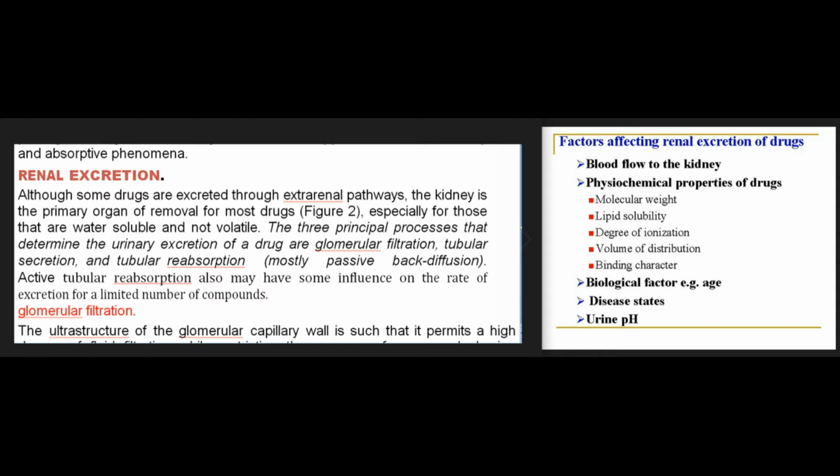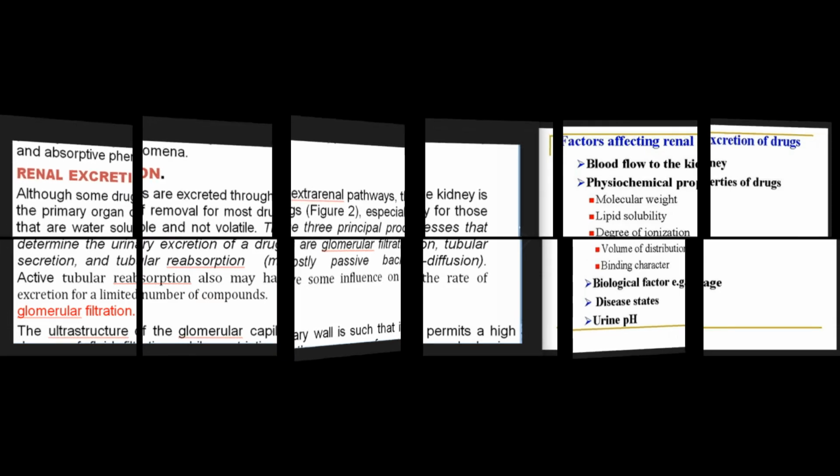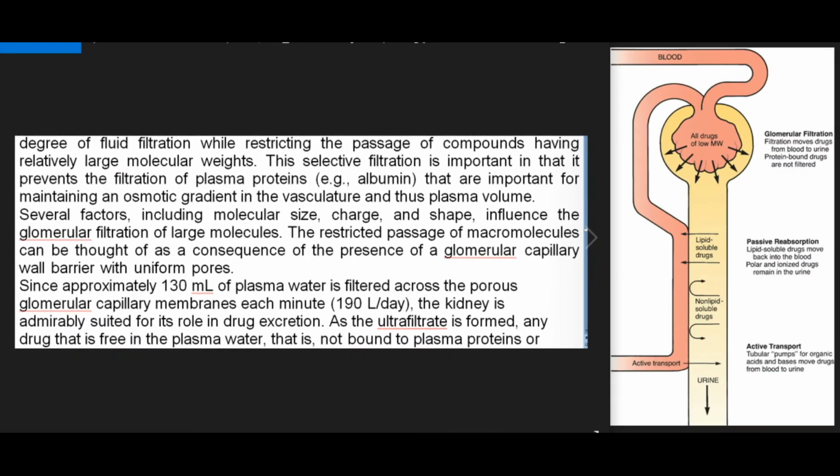The ultrastructure of the glomerular capillary wall is such that it permits a high degree of fluid filtration while restricting the passage of compounds having relatively large molecular weights. This selective filtration is important in that it prevents the filtration of plasma proteins, for example albumin, that are important for maintaining an osmotic gradient in the vasculature and thus plasma volume. Several factors, including molecular size, charge, and shape, influence the glomerular filtration of large molecules.